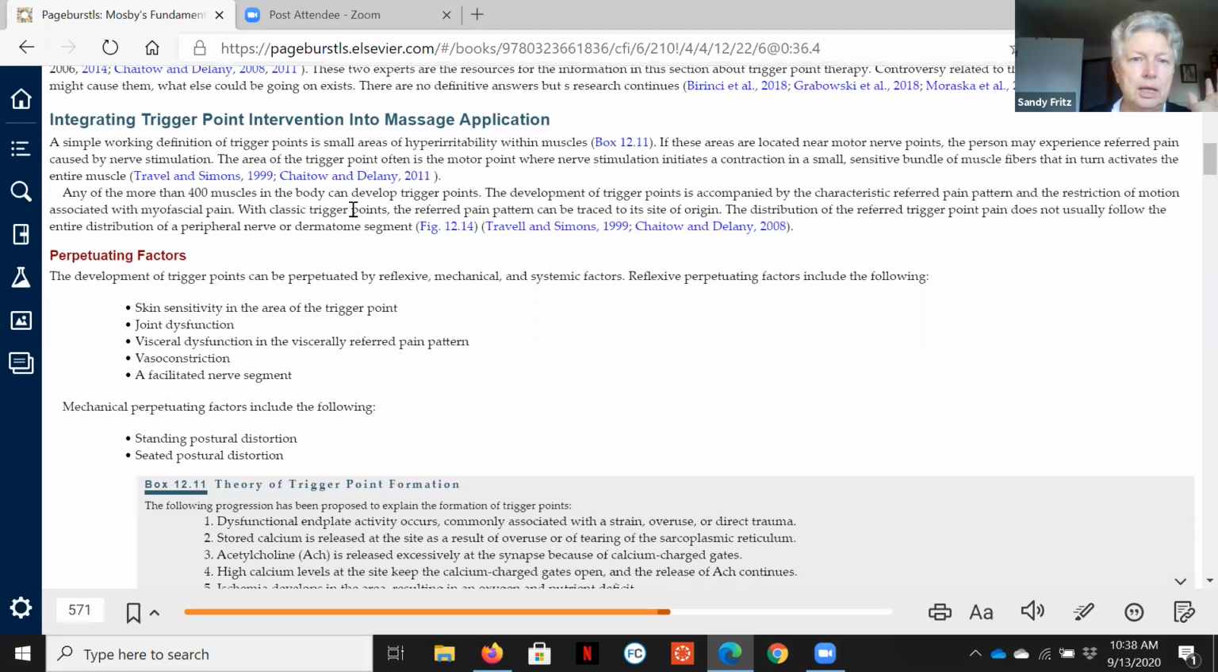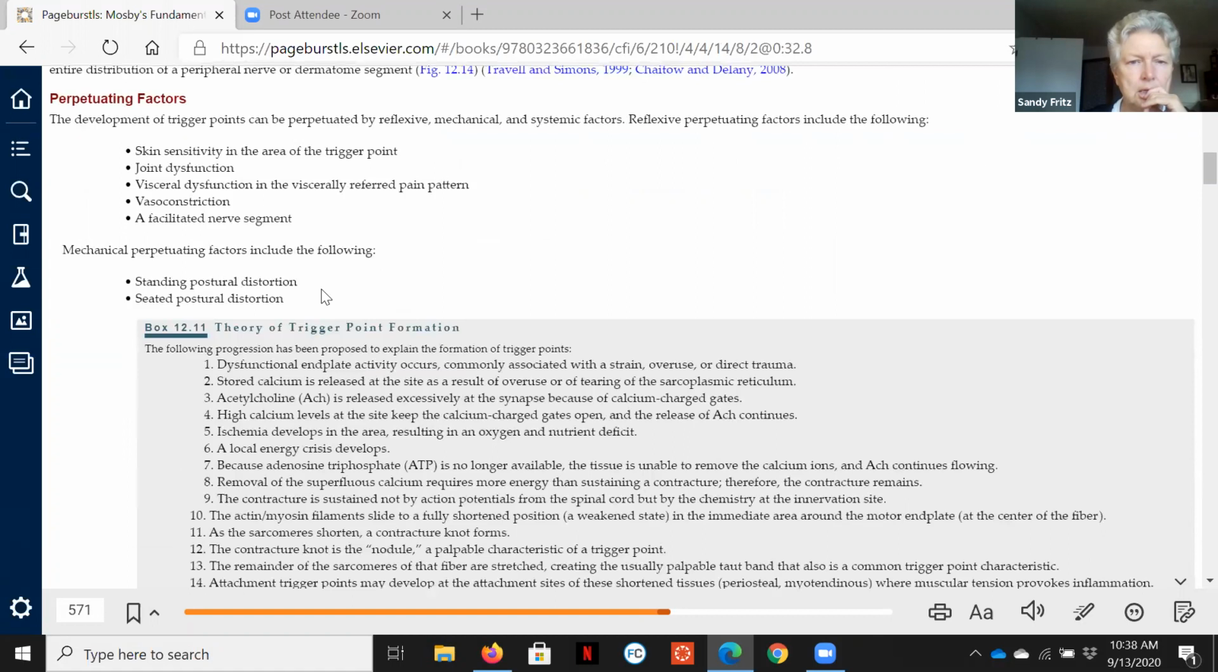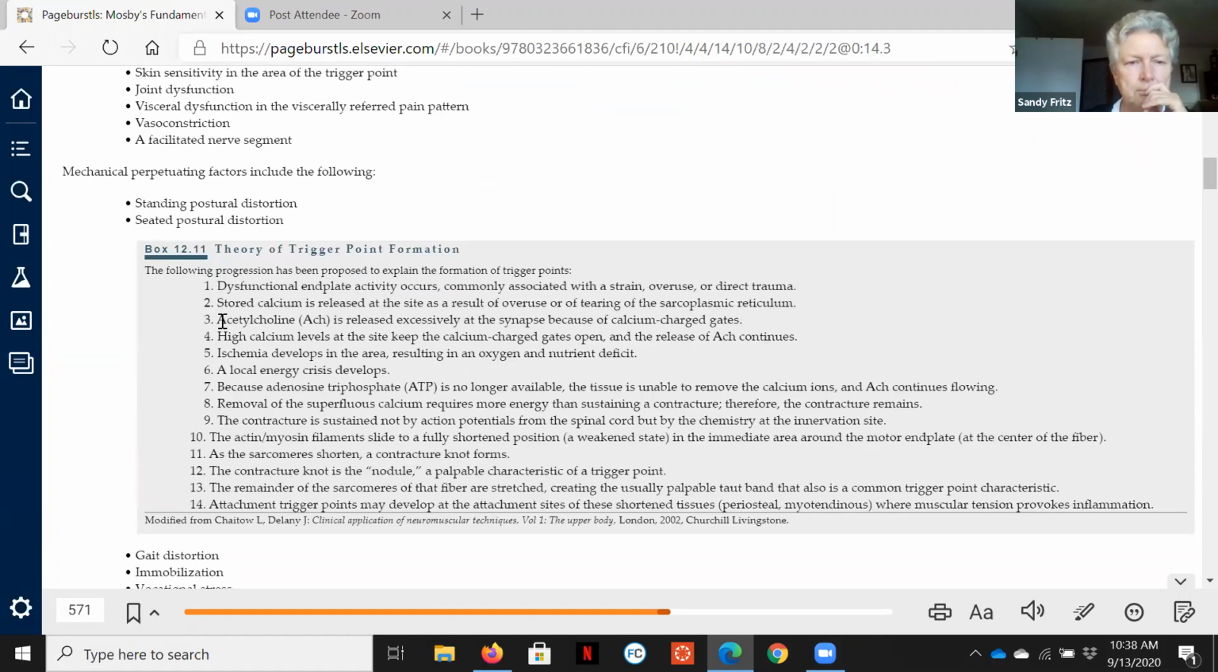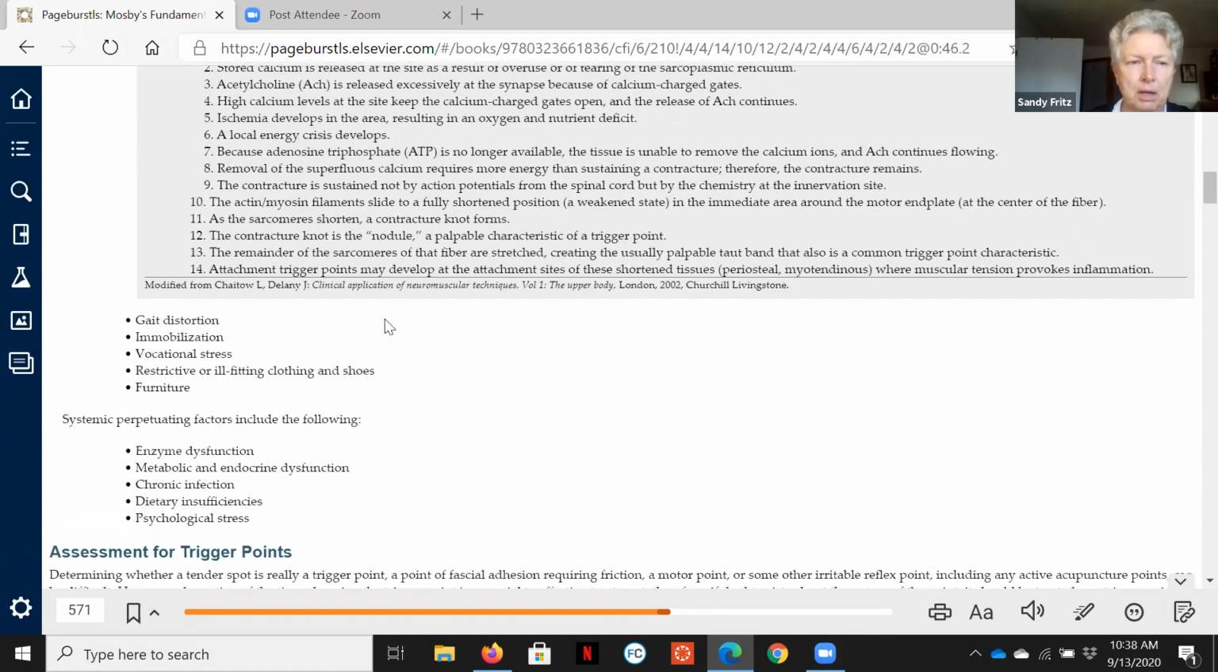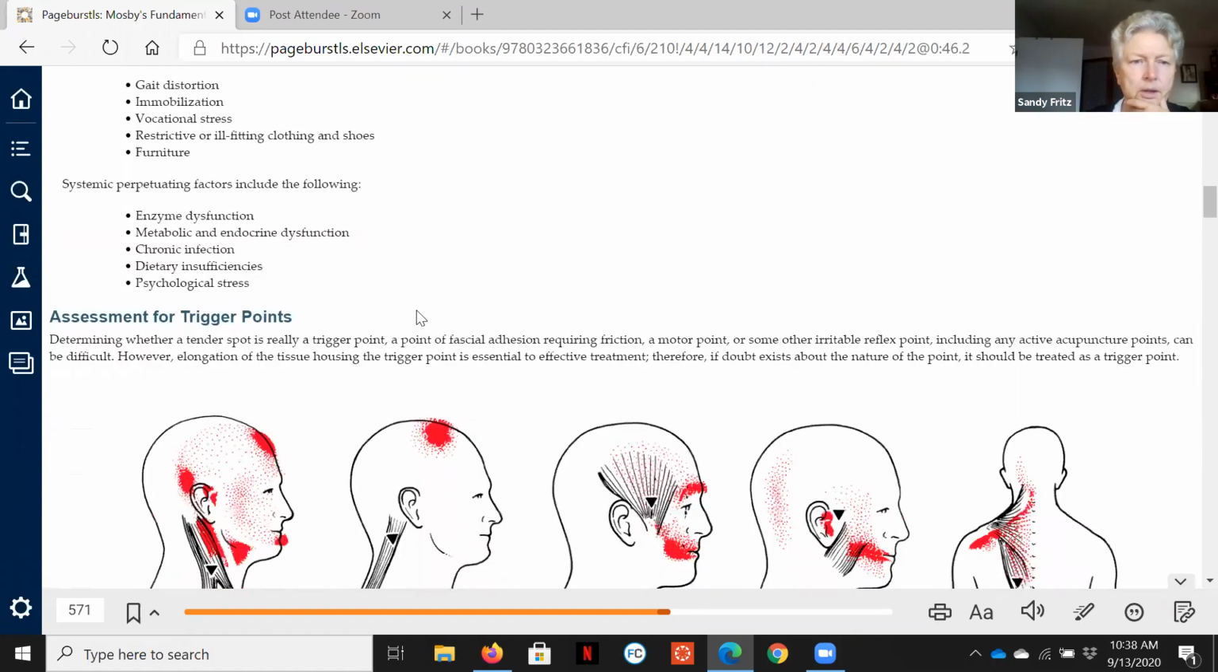So here, there are some theories around how these trigger, tender, pointy things occur. And maybe, maybe not. It's all theory. It's been difficult to nail down. This is biologically plausible.